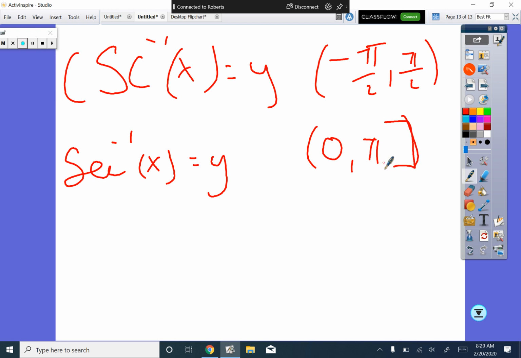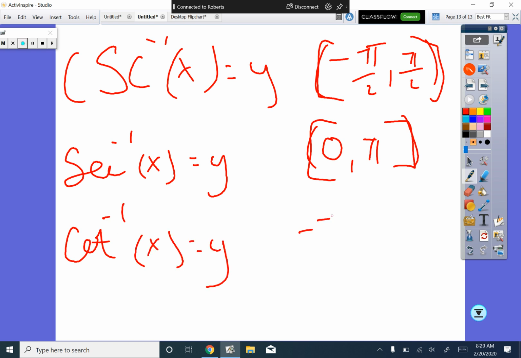Sorry, these should be brackets. I don't know why I didn't do brackets. And cotangent, negative pi halves to pi halves. And these ones should be parentheses because I can't be at negative pi halves or pi halves because they're undefined, technically, right? Does that make sense to everybody?